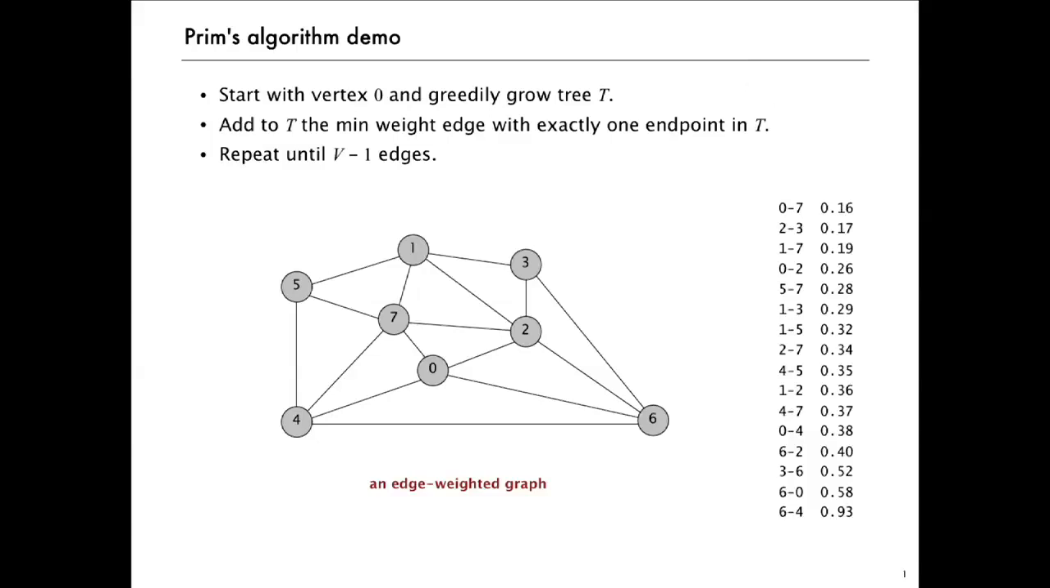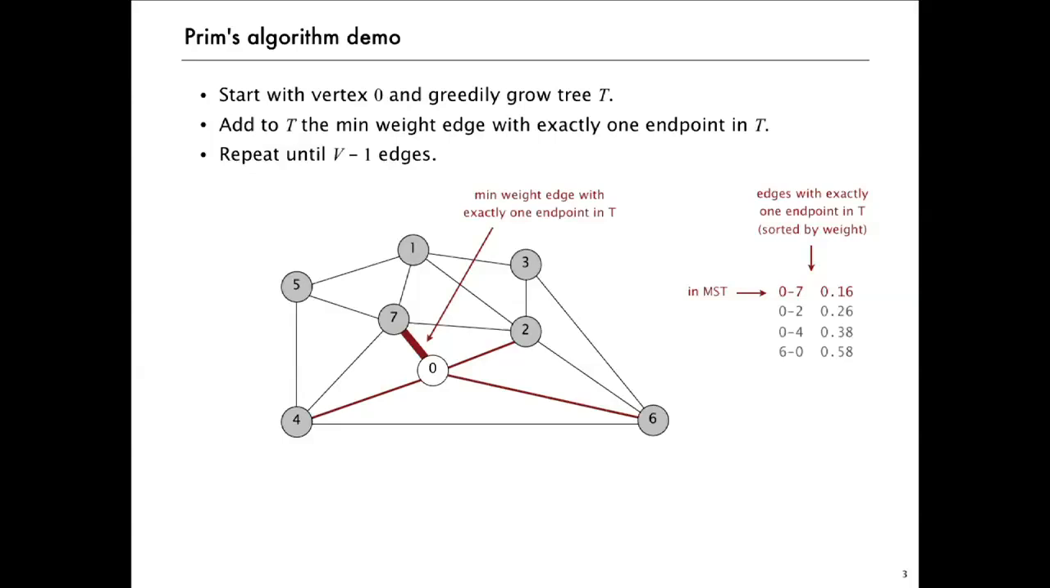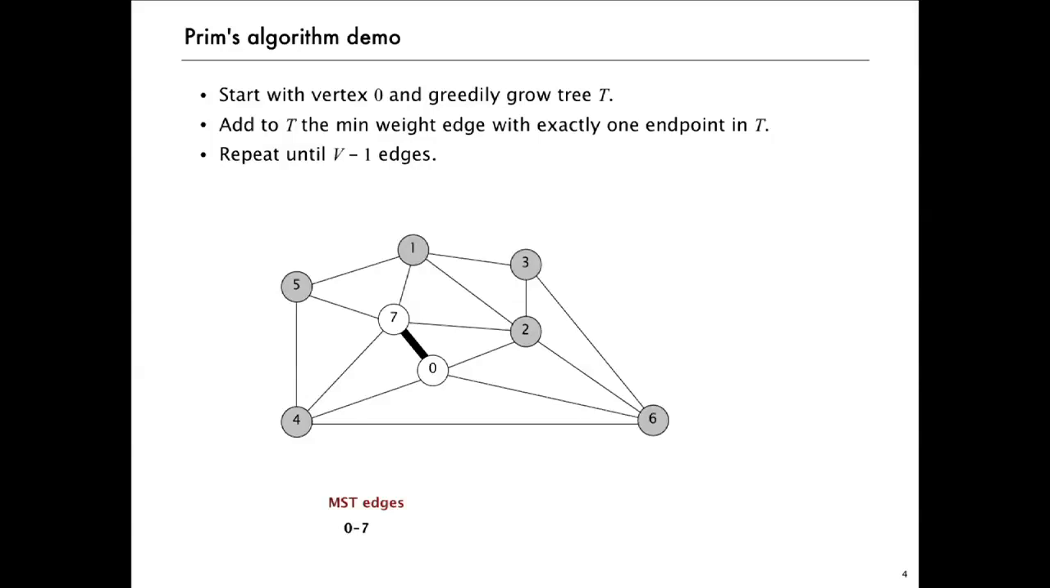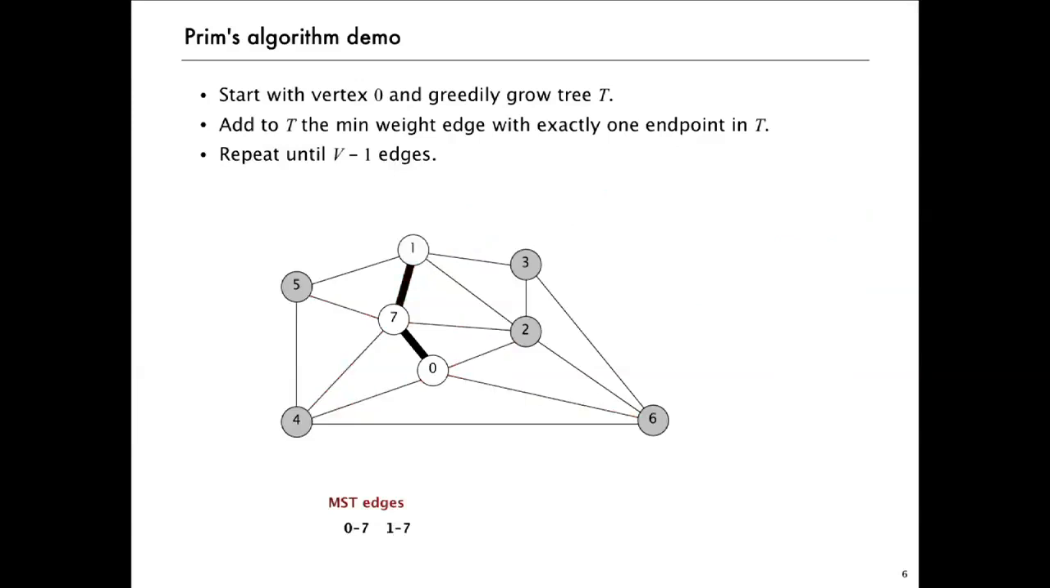So we start with vertex 0, and we're supposed to add the min weight edge that's connected to 0. So that's 0-7. Out of all the edges connected to 0, that's the one of minimum weight. So now we have one edge, 2 vertices on the tree, and so now we want to add the min weight edge that connects to the tree. In this case, that's 7-1. Out of all the edges that connect to the tree, 1-7 is the shortest one, so that's the one that we add. So now we have 2 edges on the tree.